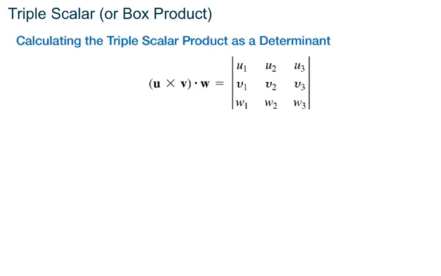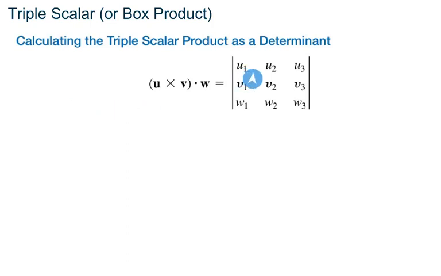According to our properties we listed prior, this is the same as writing u dot v cross w. All right, so that's the same idea. They mean the same thing. So just go back and make sure you review the properties of both dot products and cross products, which we've talked about in previous videos.